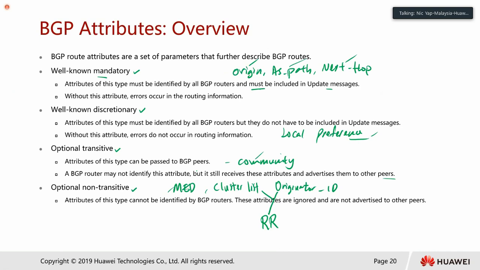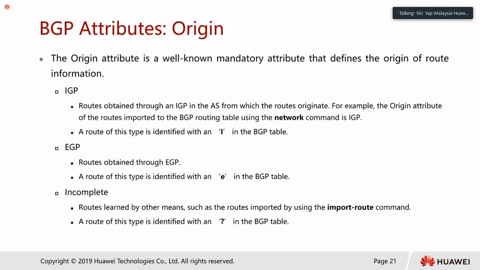Okay, this is what we are going through at this point. The origin attribute is a well-known mandatory attribute that defines the origin of the route information. It tells where you come from: you come from IGP, come from EGP, or come from incomplete. They have three different origin values: IGP, EGP, and also incomplete.